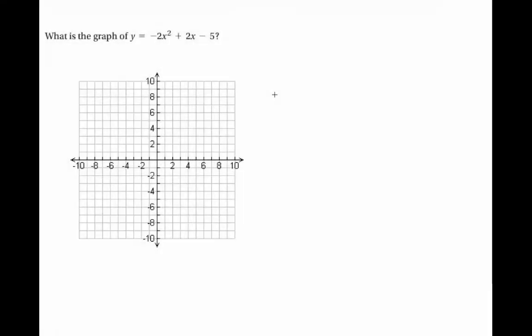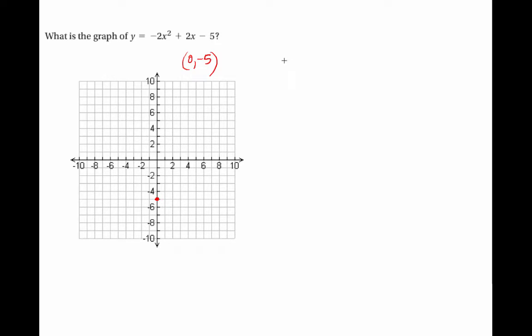So what is the graph of y equals negative 2x squared plus 2x minus 5? Well, right away, just by looking at our equation, we know that this is going to be a parabola that opens downward. And we know that our parabola is going to have a y-intercept of (0, negative 5), because c is negative 5. So I can go ahead and plot that point on my graph.